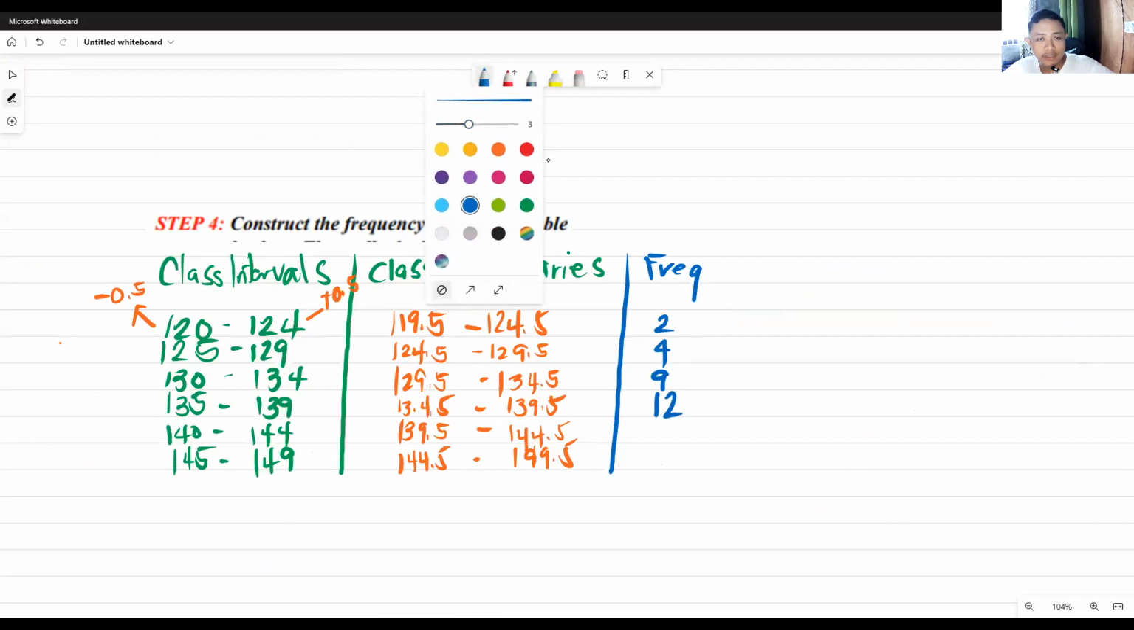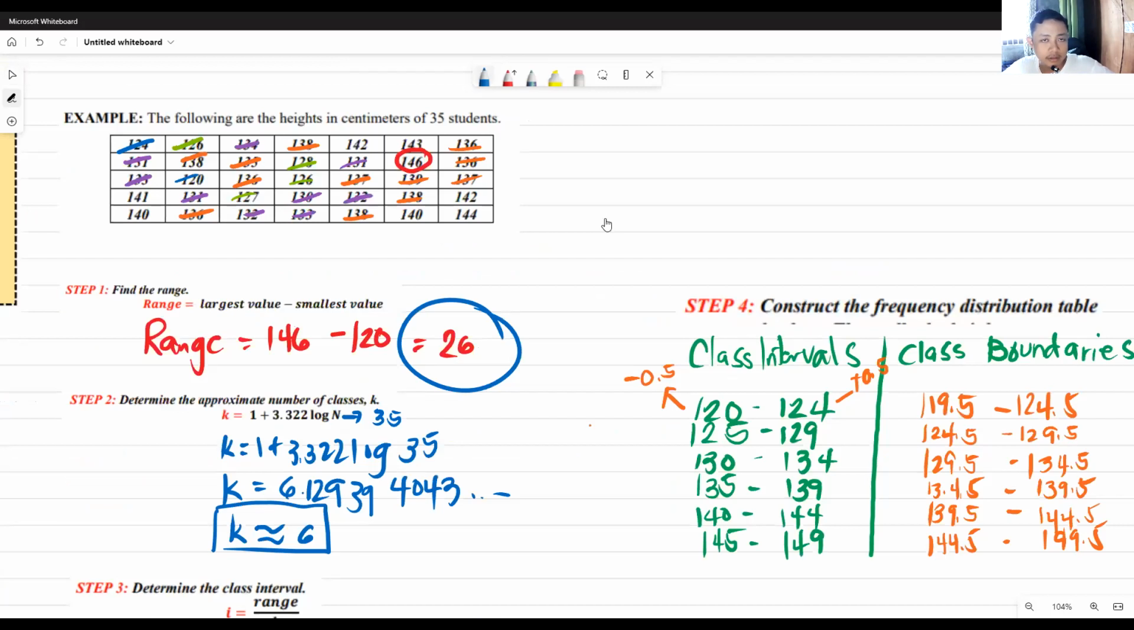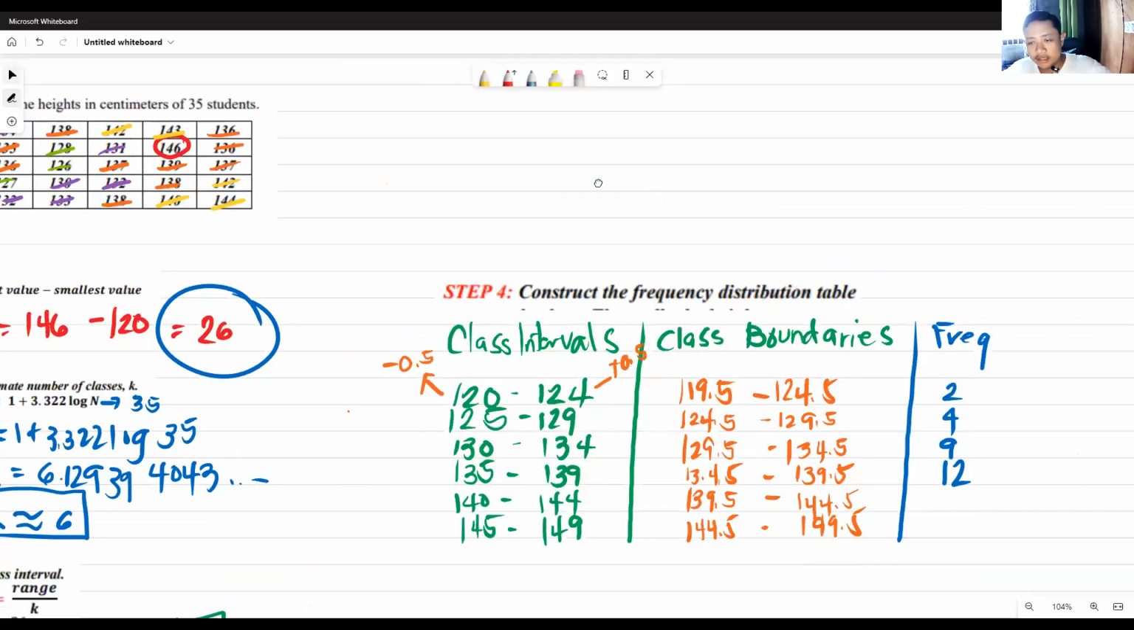Next, 140 to 144. Let me change it to yellow. 140 to 144. 1, 2, 3, 4, 5, 6, 7. There are 7.